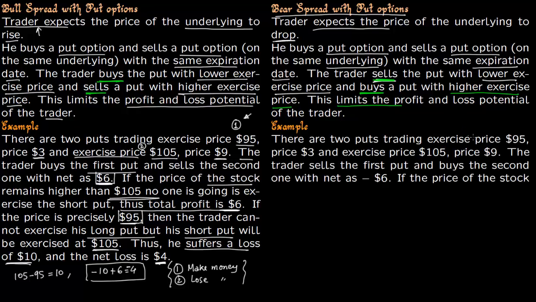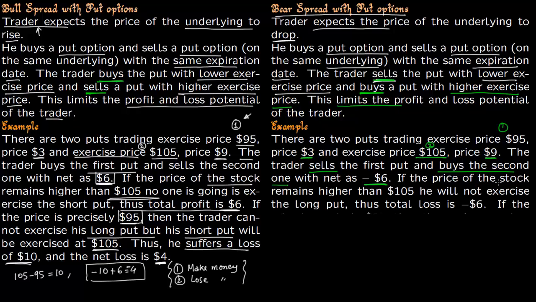Again, say there are two puts trading in the market. The exercise price for the first put is $95 and the premium is $3. For the second put, the exercise price is $105 and the premium is $9. So the trader sells the first put, so he gets $3, and he buys the second one. So the net is minus $6. Now if the price of the stock remains higher than 105, then he will not exercise his long put. This number 2 is his long put. He cannot exercise it. So the total loss is minus $6.